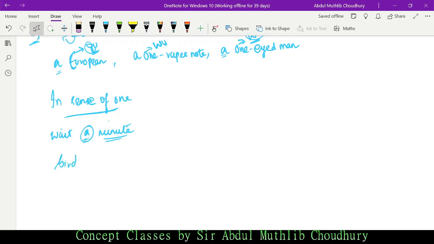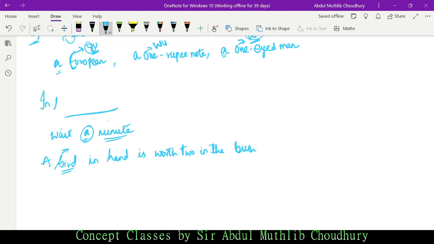Another example: a bird in hand is worth two in the bush. This is just a saying, an idiom or phrase. So a bird in hand, bird is a singular noun. Again, b is a consonant, so we use a. All right, so when can we use the article in the sense of one? When it is a singular noun, we use the article a.